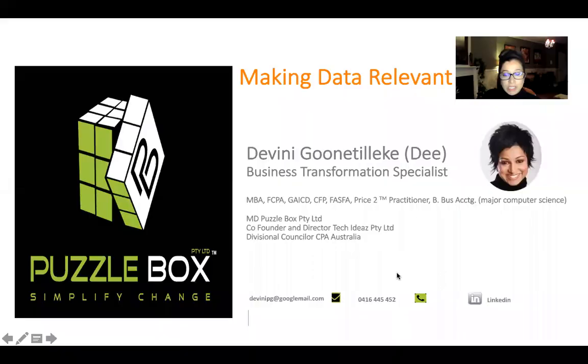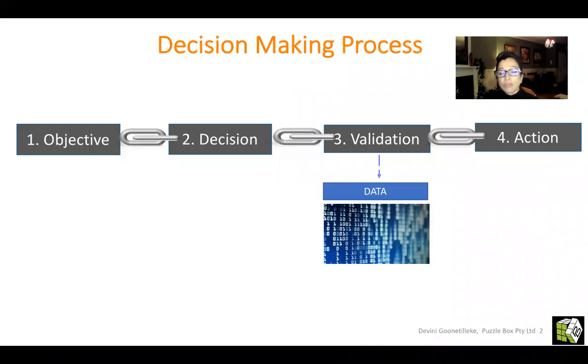So that's a little bit of information about me. What I'll actually be doing is going through the decision-making process a business takes. Firstly, there is a chain of processes in making a decision. The first one is understanding the objective of the business. The second is the actual decision itself. The third is the validation of that decision, and that's where data plays a key role. And finally, we have the action made after that decision is validated.